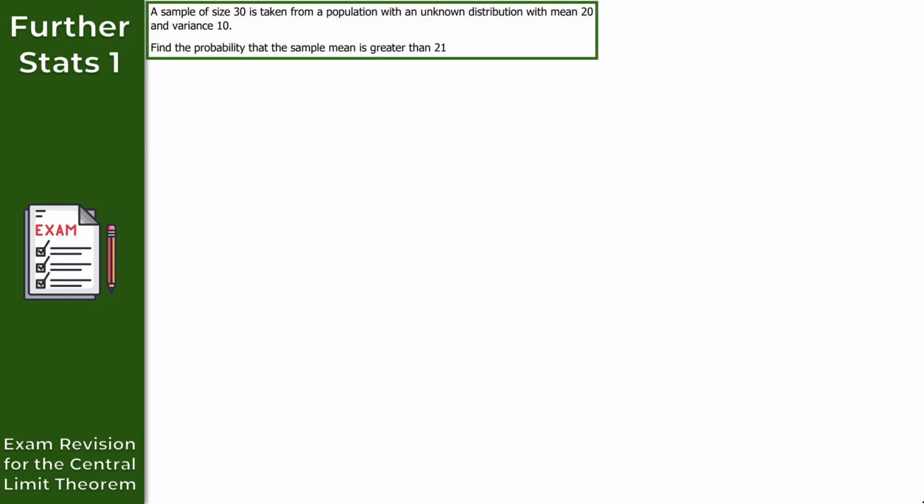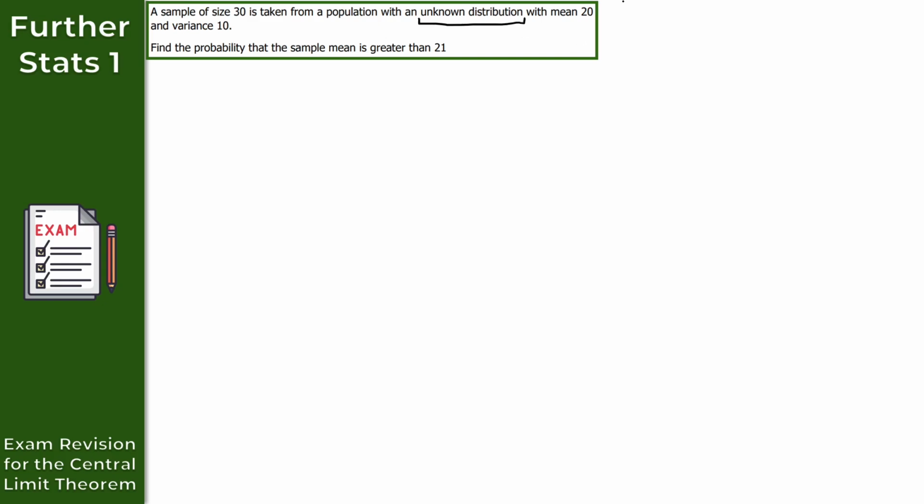Starting off with question 1 then, where we have a sample of size 30 that's taken from a population with an unknown distribution with mean 20 and variance 10. Now for this question, it asks us to find the probability that the sample mean is greater than 21. Now we can't start here by defining this situation with a random variable because we don't know the original distribution. As it says here, it comes from an unknown distribution, okay?